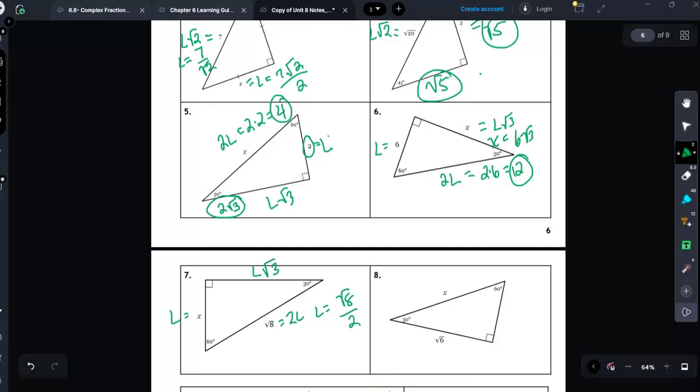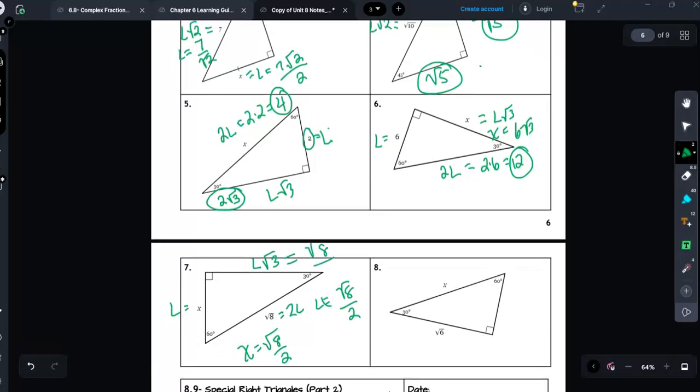So then you can go ahead and figure out what X is. X is equal to L, which is equal to the square root of 8 divided by 2. And if you wanted to figure out this last one, you could just plug in the square root of 8 over 2 times the square root of 3. That's the square root of 24 over 2, which is 2 square roots of 6 over 2, which is just the square root of 6. So this is equal to the square root of 6. So you can figure out all the sides pretty easily, right?